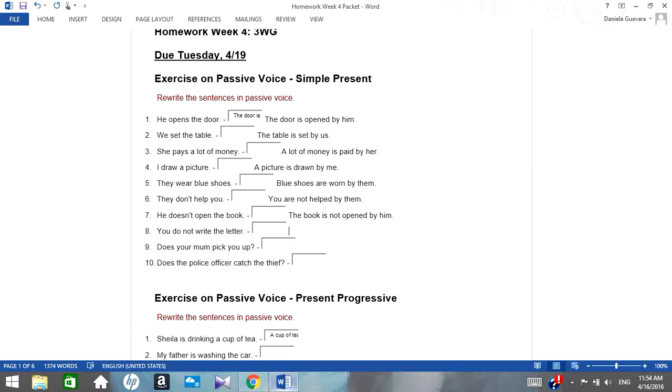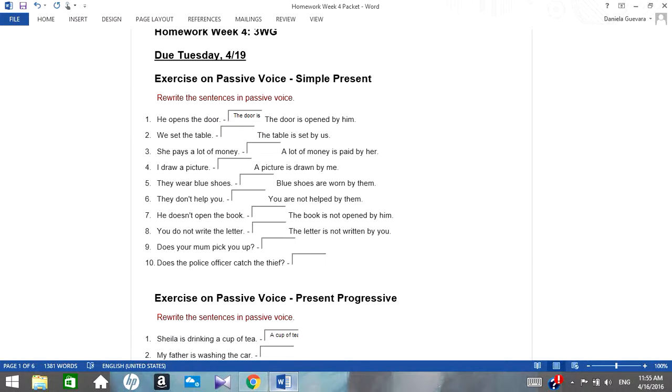You do not write the letter. The letter is not written by you. Okay, so again, make sure that you don't get confused with the do. We don't take do here because this is still in the simple present. Does your mom pick you up? Okay, this one might be a little bit confusing because it doesn't take the traditional form that we're used to.